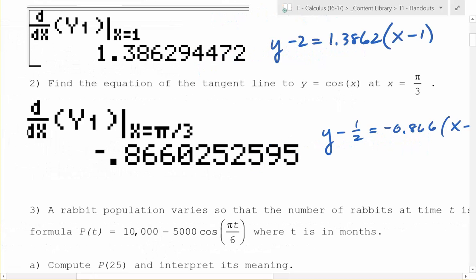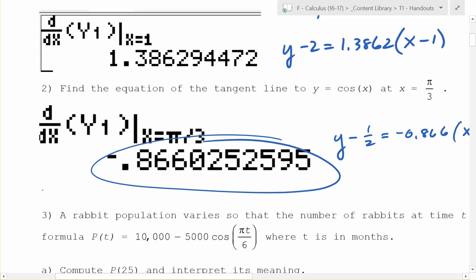What happens if I did this derivative and it came up with a really, really weird answer? What would I need to check? Mode. What mode do I want you in? Radian. I want you in radians.